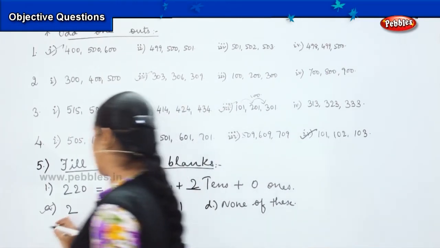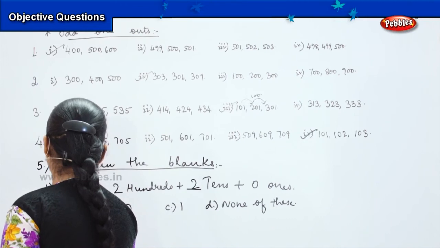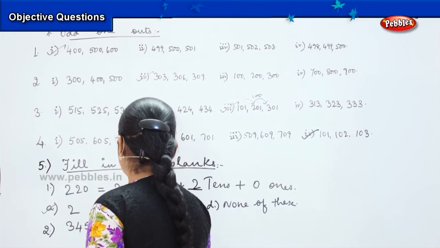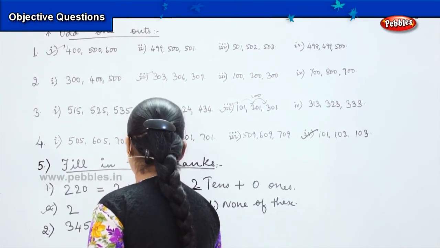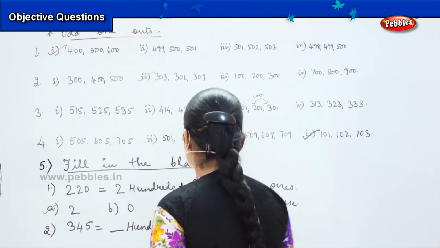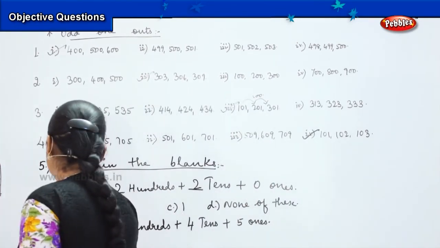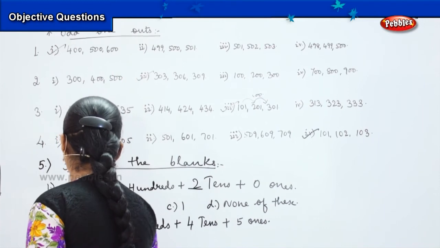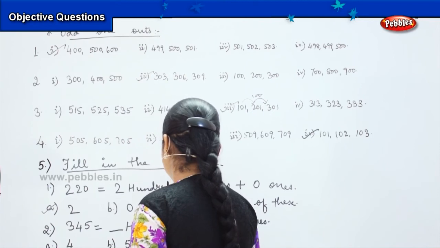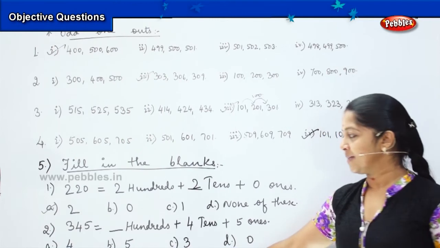Okay. So here is my next question. How will you write 345? It will be written as dash hundreds plus 4 tens plus 5 ones. Okay. And your options are A: 4, B: 5, C: 3 and D: 0. So can you tell me the answer for this?